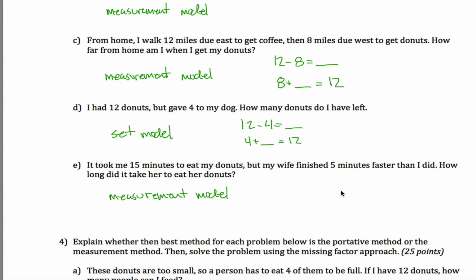Like you can sort of picture your number line as time. And it took me 15 minutes, so I'm way out at this 15. That's how long it took me. But she finished 5 minutes faster, so she's 5 minutes further over here to the left. So how long did it take her? Measurement model, I think, would make more sense. And we're trying to do 15 minus 5 is equal to what? And the way you can model that with the missing addend is 5 plus what equals 15.